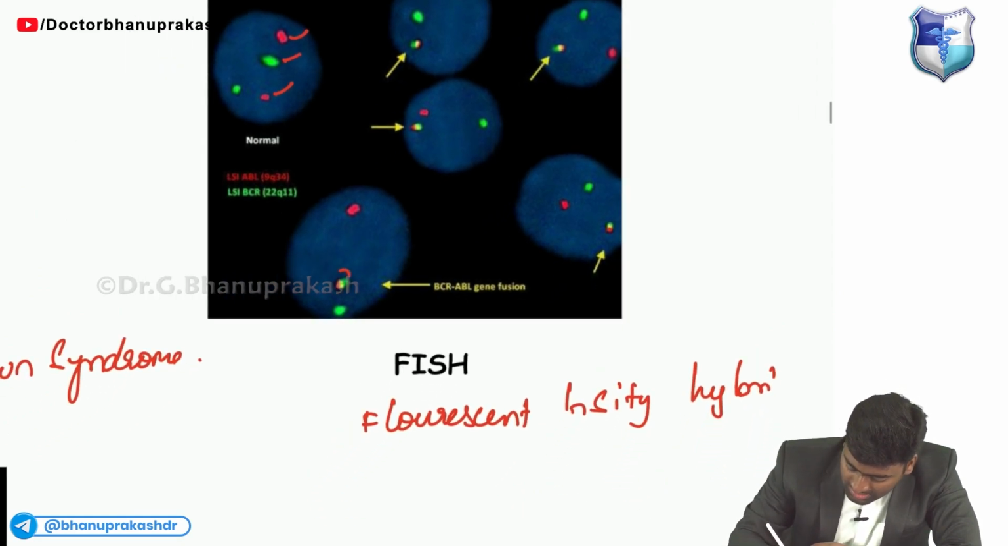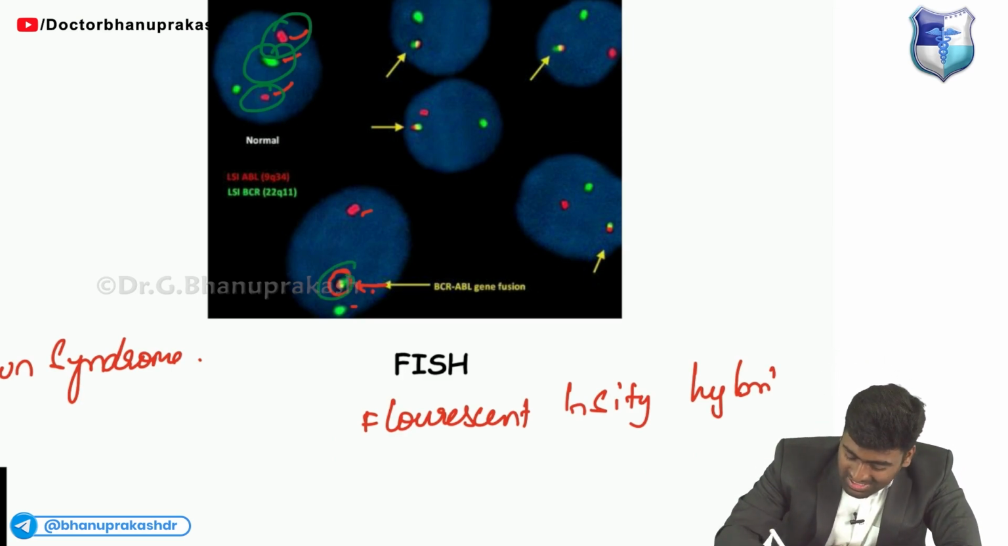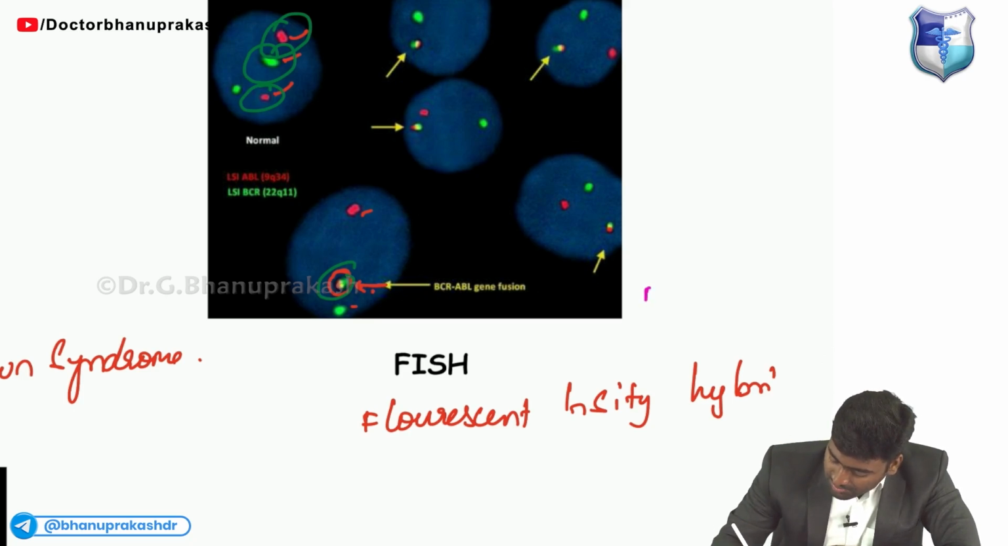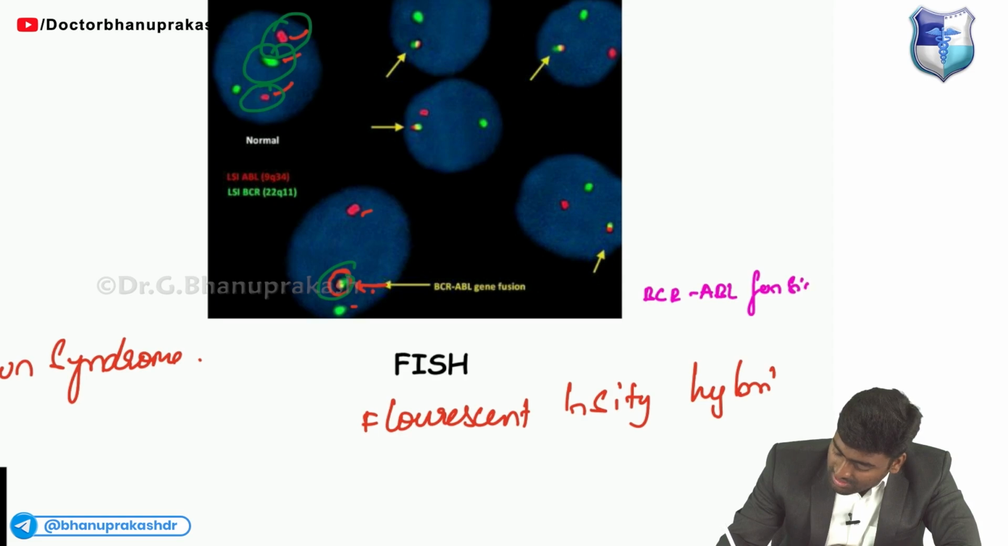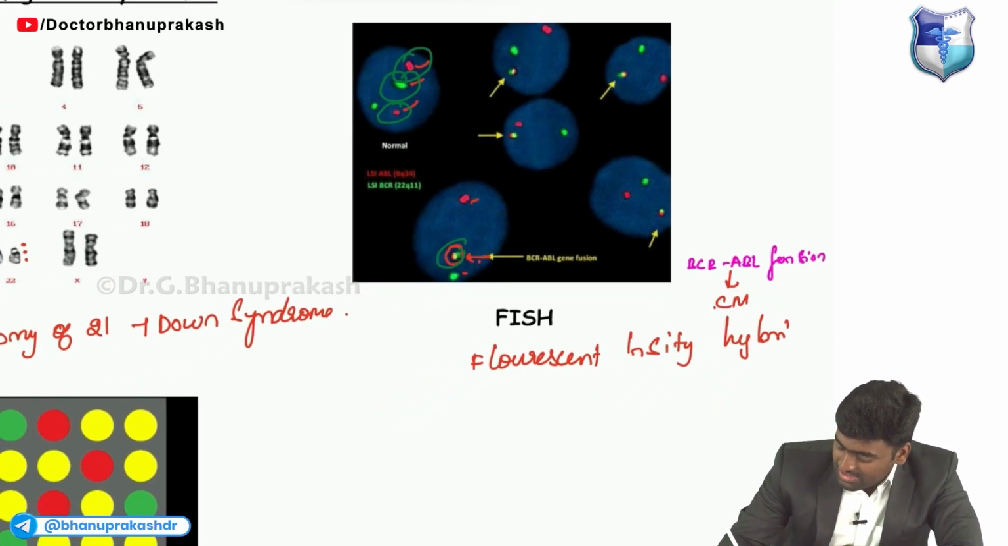Okay, so we'll see how the genes are, whether they are normal or not, or if two genes are getting fused together. First see here, the genes are separate, whereas if these two genes fuse together, it leads to translocation and fusion. So if we see the BCR-ABL fusion, in which condition will you see this BCR-ABL fusion? You will see it in a case of CML.